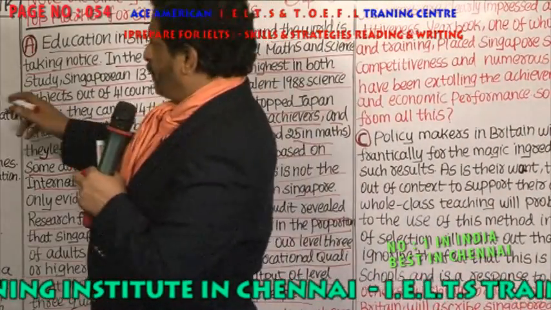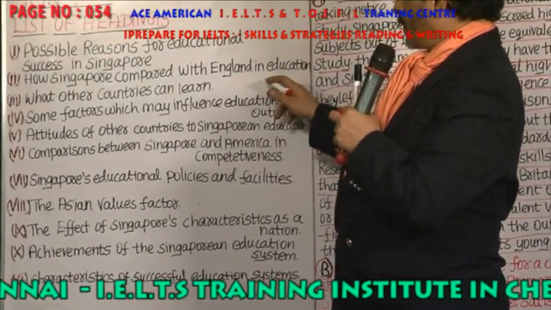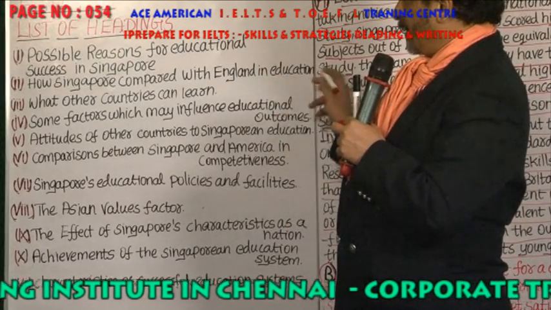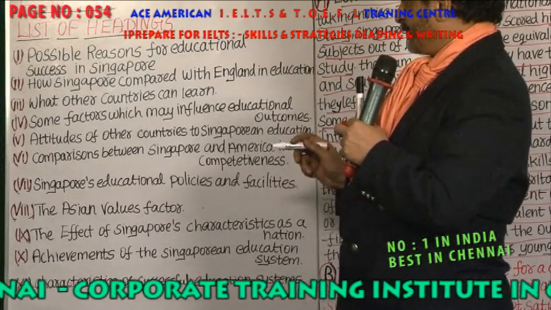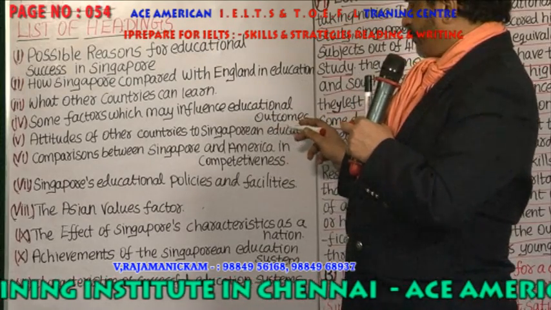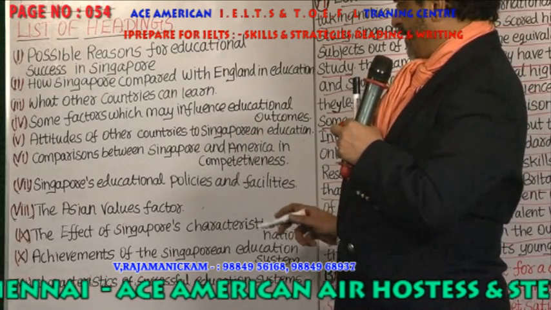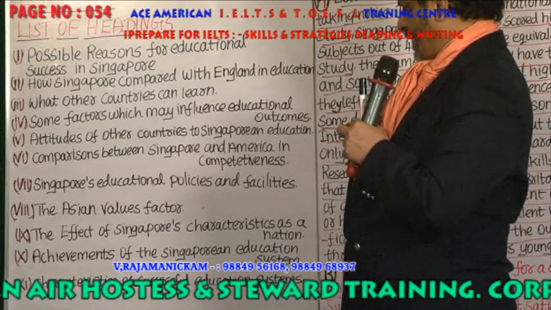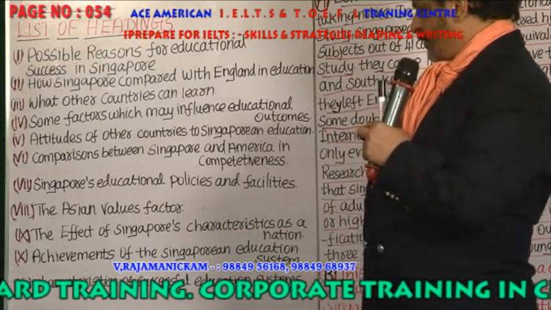What is the answer, sir? Is it possible reasons for educational success in Singapore? Can we select that? How Singapore compared with England in education? Shall we compare with this answer? What is the suitable heading for the first paragraph? Paragraph A, what is the correct answer? What other countries can learn? Some factors which may influence educational outcomes. Attitudes of other countries to Singapore education. Comparison between Singapore, America in competitiveness. Singapore's educational policies and facilities. The Asian values factor. Effect of Singapore's characteristics as a nation. Achievement of Singaporean educational system. Characteristics of successful educational system.